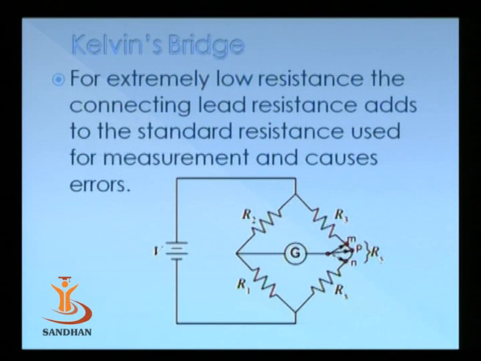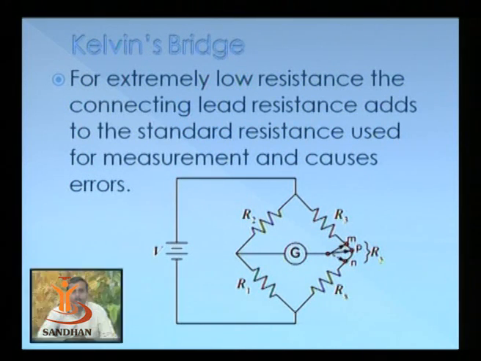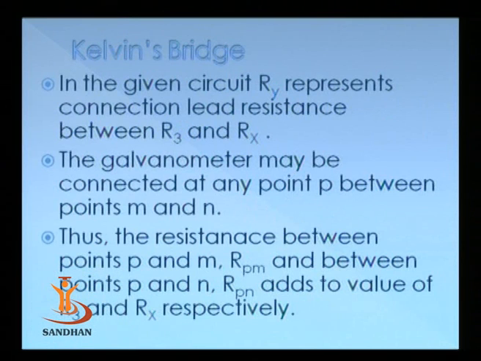Here is the same Wheatstone bridge shown with certain detailing. The R3 and Rx arms are connected, and we are supposed to have a very low resistance for R3 and R4. If we have very high or moderate values of resistors R3 and Rx, then the contact resistance indicated by Ry between the terminals M and N is not that significant. But if the values of R3 and Rx are small enough, then the value of that contact resistance becomes significant, and that can affect the measurement sensitivity. In the given circuit, Ry represents the connecting lead resistance between the terminal resistors R3 and Rx.